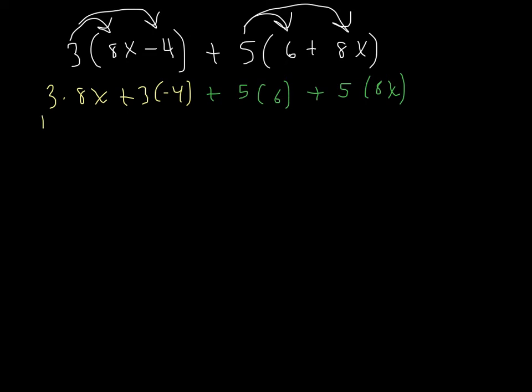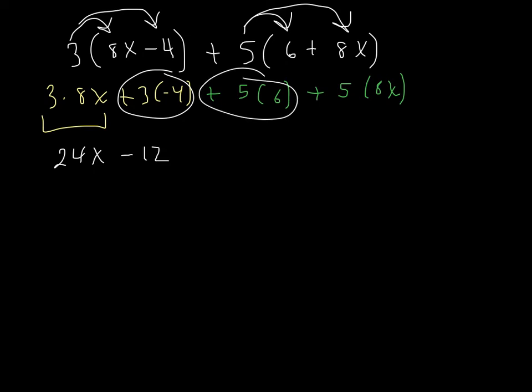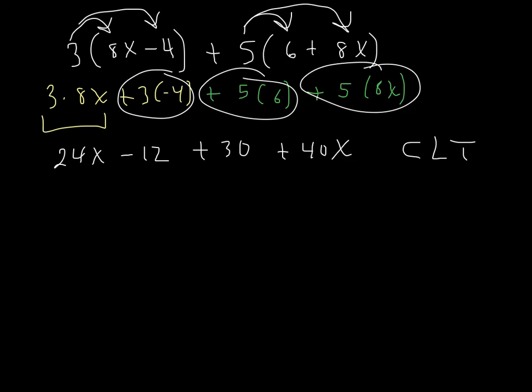So on my left side here, I'm going to evaluate what's happening. The 3 times the 8x is going to leave me with a 24x. Positive 3 times negative 4 is a minus 12. Positive 5 times 6 is positive 30. And a positive 5 times 8x is positive 40x. Now, I'm going to combine like terms. Whose like terms? Positive 24x, positive 40x becomes a positive 64x.